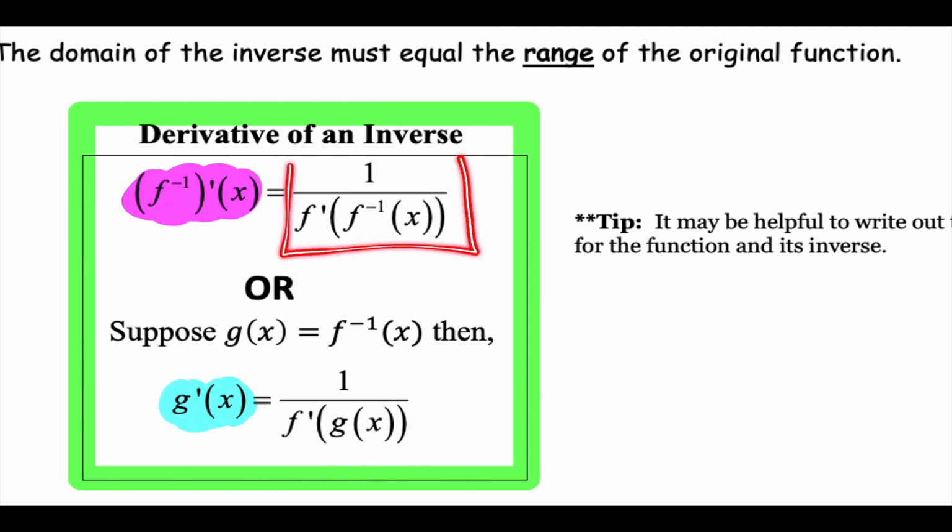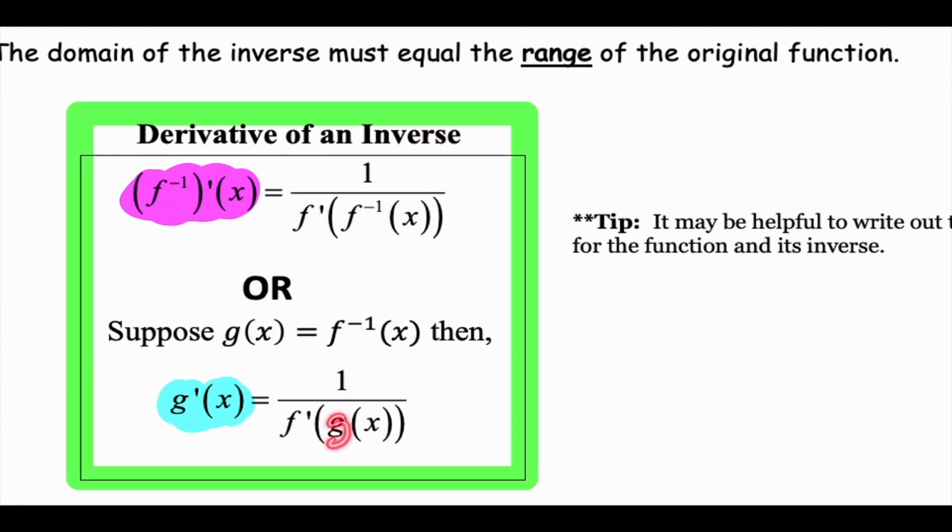So look at the notations in here. It's always over 1, right? Always over 1. F prime. We know how to find F prime. F negative 1. Inverse, right? Down here, it's even easier. It's just F prime and G. Well, G is the inverse. So they're the same thing, just one is with a G, one is just straight Fs.